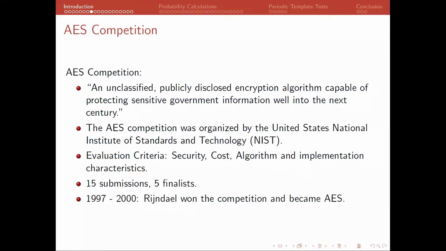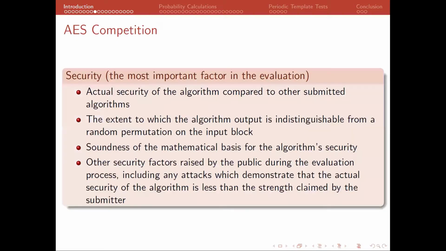It was organized by NIST, and the most important evaluation criterion is, of course, security, but along with security, cost, algorithm, and implementation characteristics are also important. Rijndael, designed by Rijmen and Daemen, won the competition and became AES. The security of the algorithm is compared with the other algorithms. One of the criteria was that the outputs of the algorithm should be indistinguishable from a random permutation. Other security factors like differential cryptanalysis and linear cryptanalysis were also considered, and an algorithm was chosen.